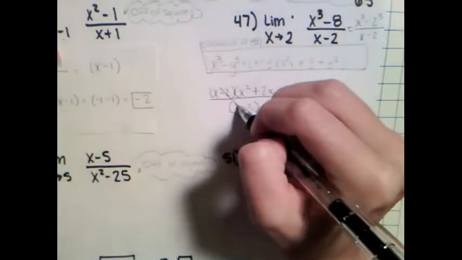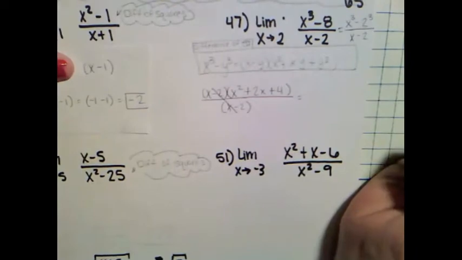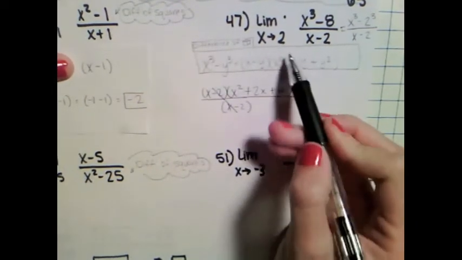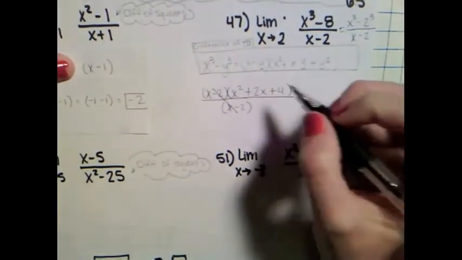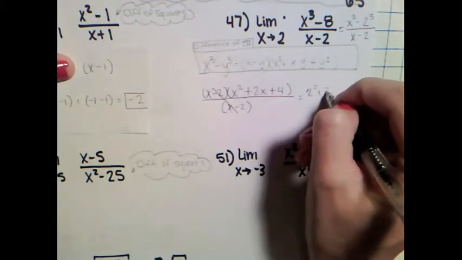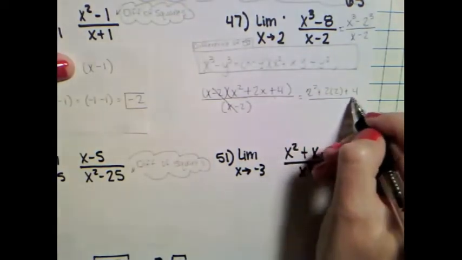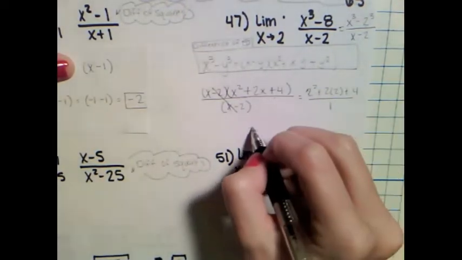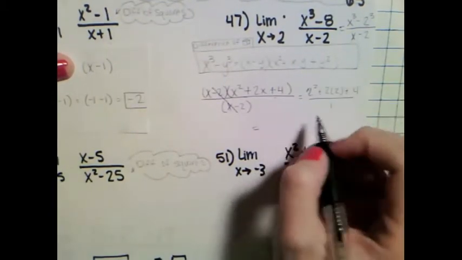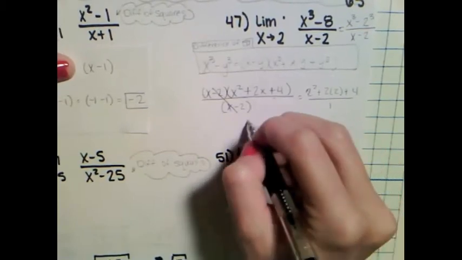Now you can see that gave us a nice common factor that we can cancel out, leaving us with x squared plus 2x plus 4, something we can plug 2 in for x, and we get 2 squared plus 2 times 2 plus 4, and that's all over 1. Simplify that a little bit more, and you should get 4 plus 4 plus 4 over 1, 12 over 1, or just 12.